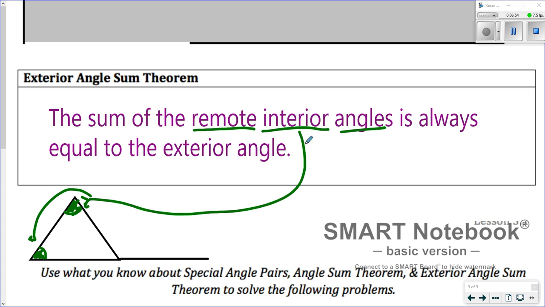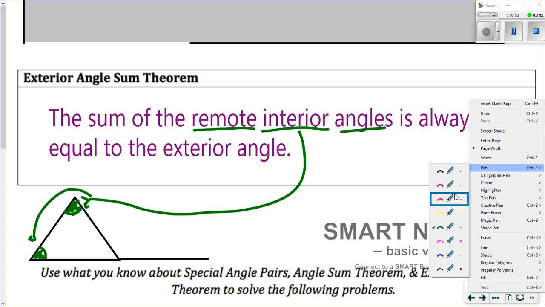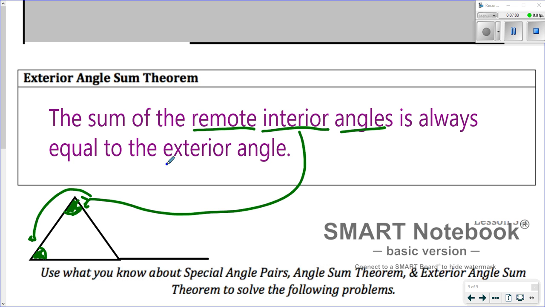Okay, and now it says that it's always equal to the exterior angle, and I'm going to use blue. So this is the exterior angle that they're talking about. The sum of the remote interior angles is always equal to the exterior angle. So when you add these two up, whatever value they give you, it will equal this exterior angle on the outside of that triangle.